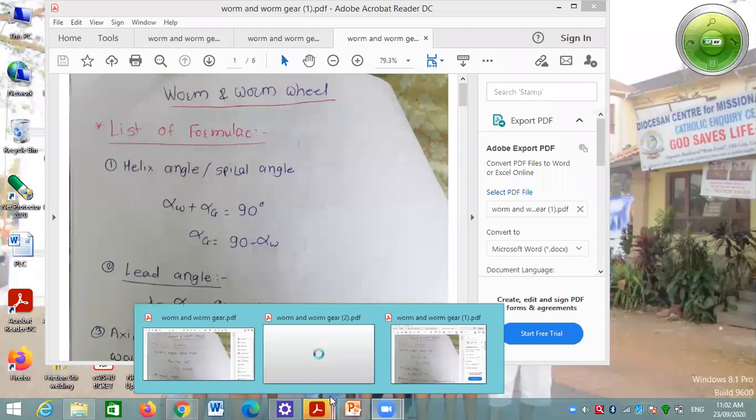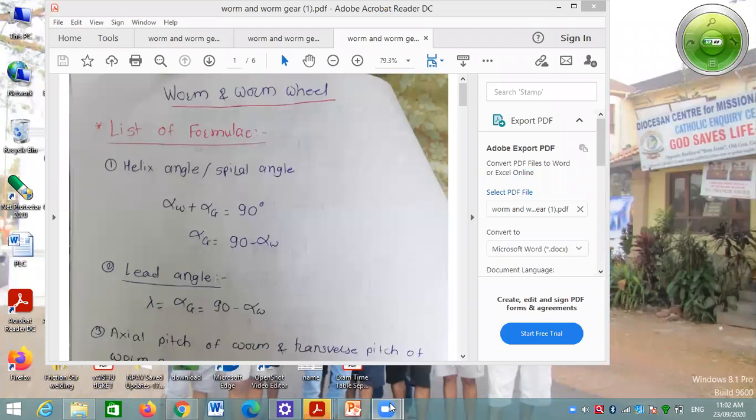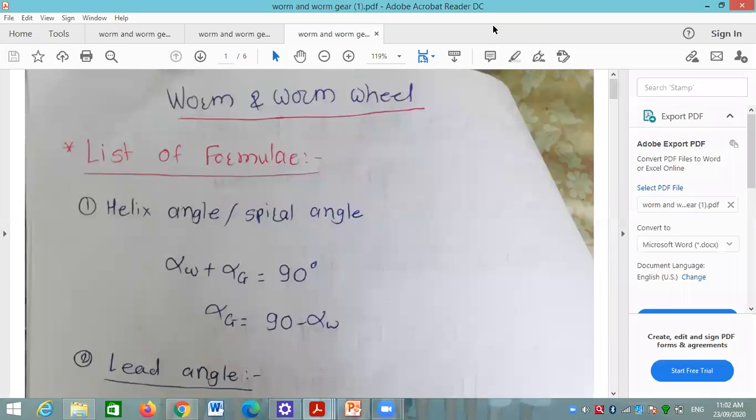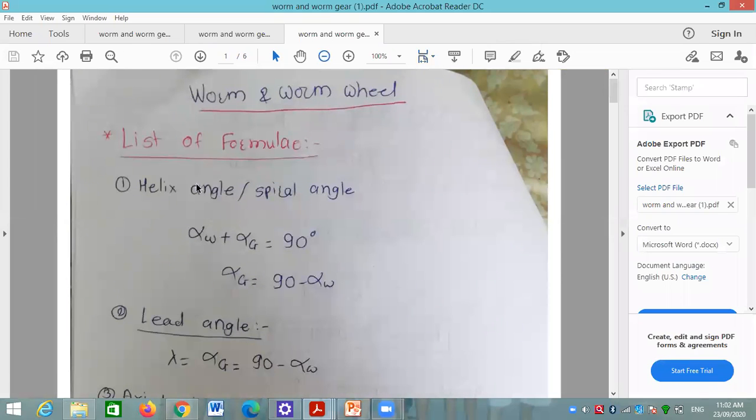There is one question which was asked in a university exam. I have taken this and we will solve it. Before that, we first discuss the formulas that we require for solving the numericals. First of all, the list of formulae for a worm and worm wheel.